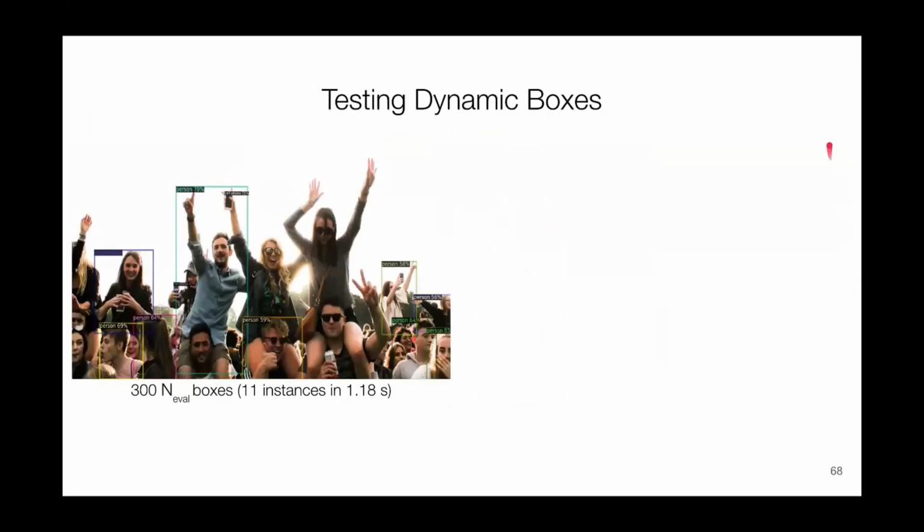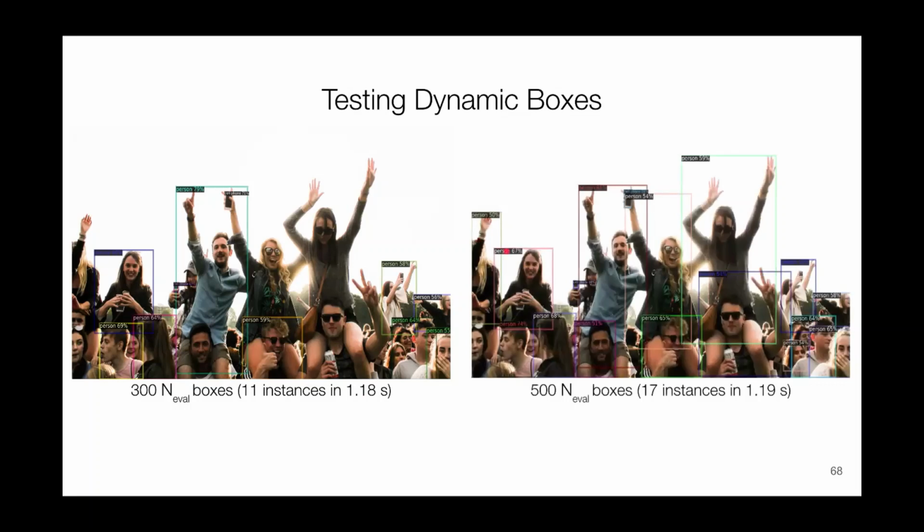So next we moved on to testing some of the main claims of the paper. This included the dynamic boxes. So first, we took an image and we initialized it with 300 random box proposals, and we were able to find 11 instances of people. As claimed in the paper, by raising the number of proposals, we were able to find more instances of people, which you can see here.